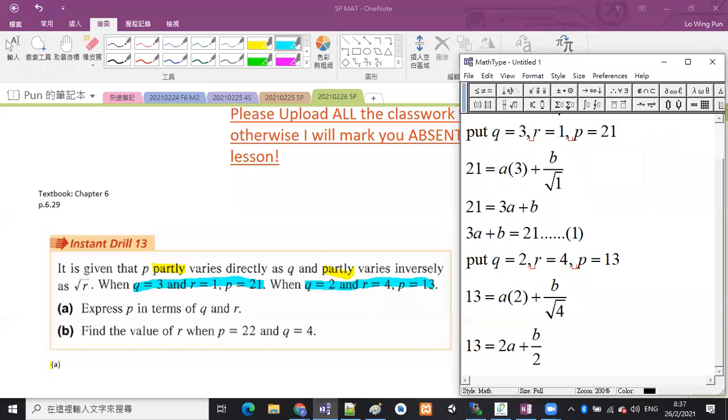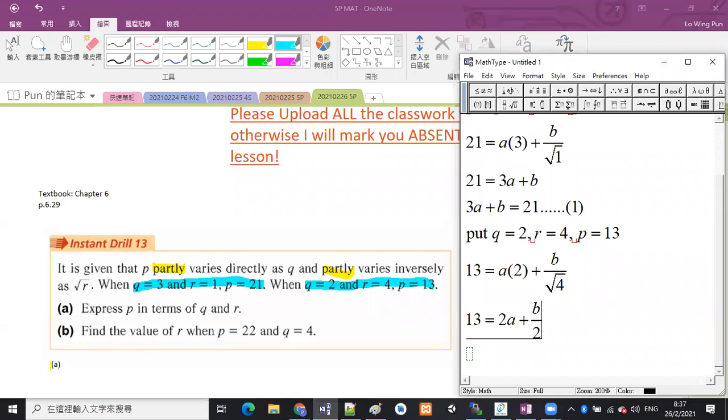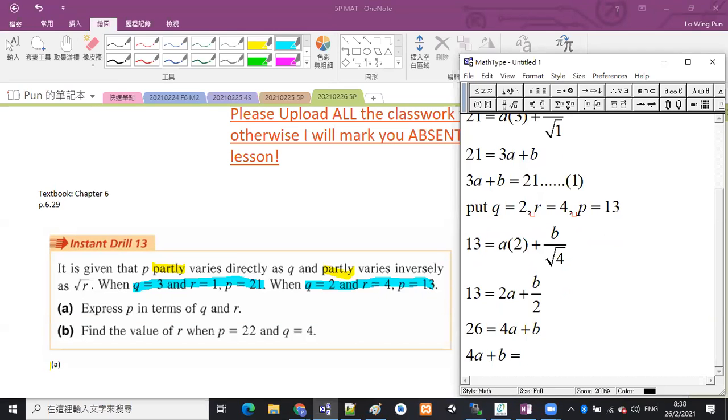Okay? And normally we do not like fractions. This fraction is not everything on the right hand side. It is a fraction plus a number, so we cannot just multiply the 2 to the opposite side. We need to multiply every term by 2. Okay, so 13 becomes 26, and then 2A becomes 4A, plus B over 2 times 2 is B, to cancel out the fraction. And then we have 4A plus B is equal to 26. And that is called equation 2.